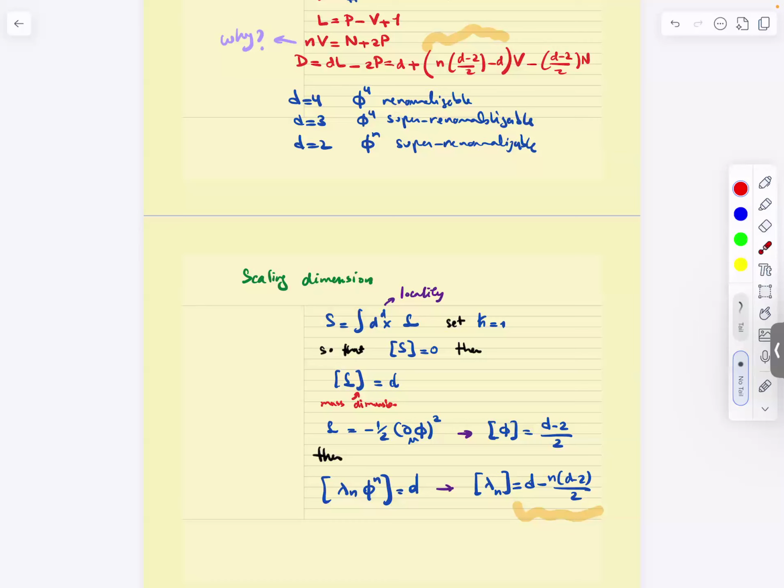Of course, if you had another field, such as a field with different spin, the answer might look different, right? So for example, if you have a fermion, then instead of having del phi squared, it will have psi del psi, which will have a different dimension, right? The dimensionality of that would be (d minus 1) over 2. Good? Because there's only one derivative.